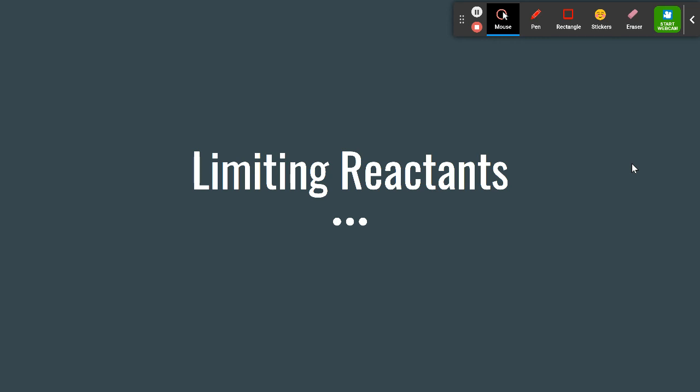Hey everybody, today we're going to be discussing limiting reactants and excess reactants. We're going to have to be able to calculate limiting reactants and excess reactants. We'll also utilize particle diagrams to determine limiting reactants and excess reactants. We will be doing some math today.